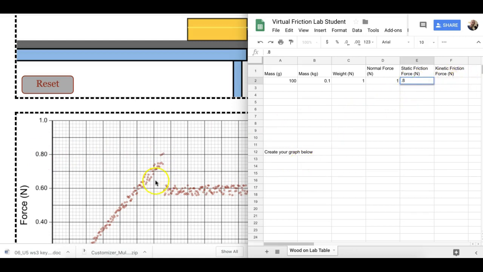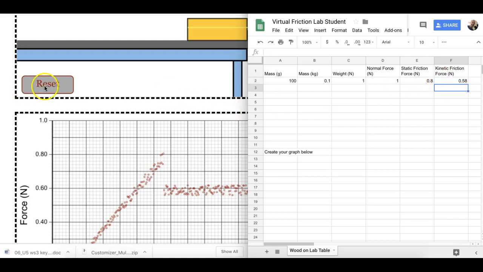The kinetic friction force is going to be this lower line, and it's just the average value. So notice at the bottom of this is 0.5 here, so this would be 0.56, and then 0.62. So right in between the two, we're going to get somewhere around 0.58. So our kinetic friction force here is about 0.58 newtons.